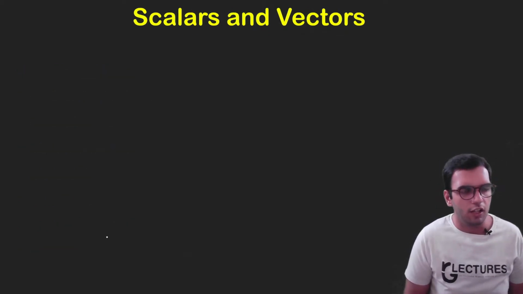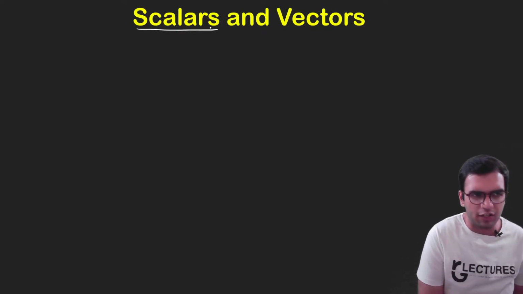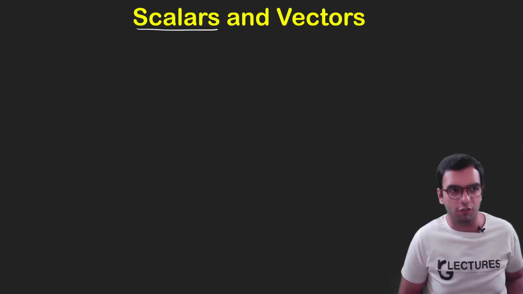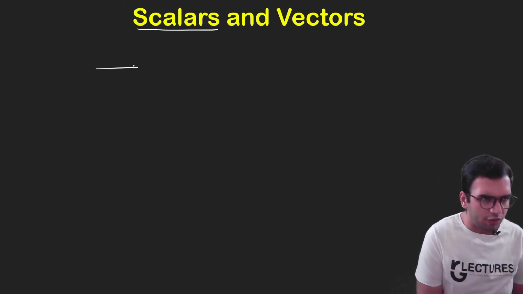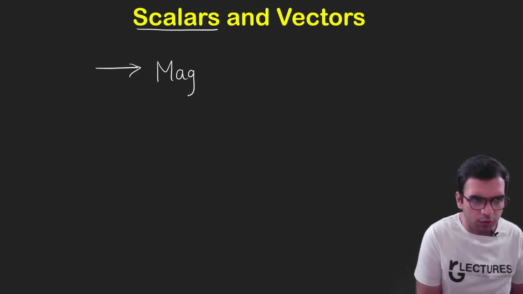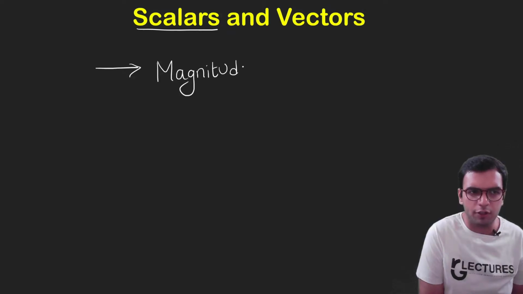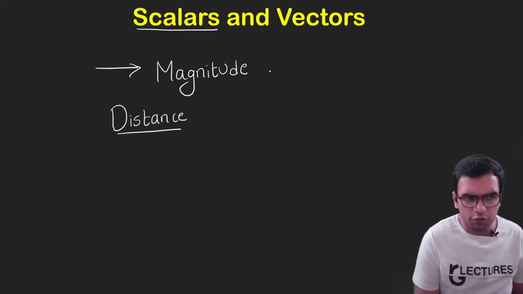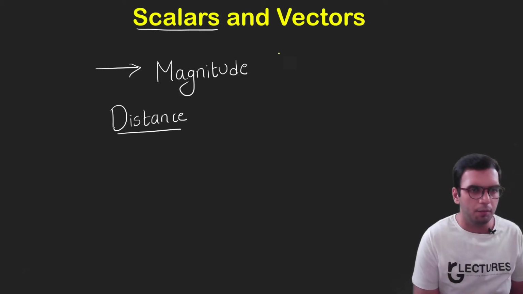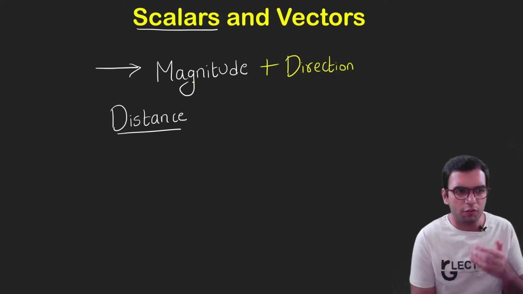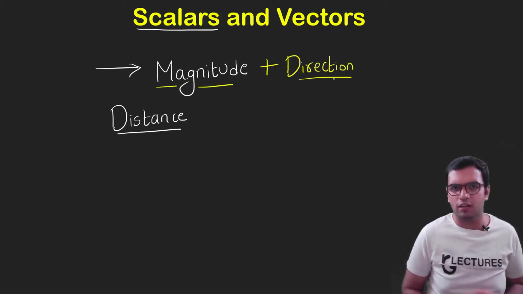So let's start. Now we know what scalars are, right? Right now in 2020, even class 9 students know the concept of scalars and vectors. So what is a scalar? Scalar is any physical quantity. If any physical quantity has only magnitude, then that physical quantity is referred to as a scalar. For example, distance only has a magnitude, so it is a scalar quantity. Anything which has magnitude plus direction is referred to as a vector. So if there is some quantity which has magnitude as well as direction, it will be referred to as a vector.